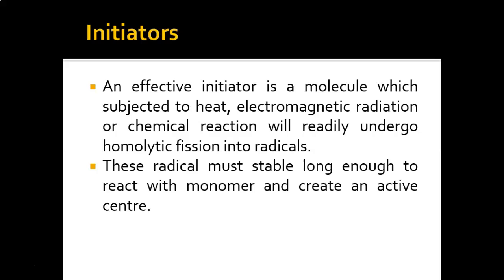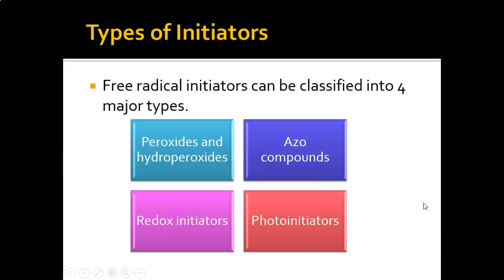So this radical must be stable long enough to react with monomer and create an active center. Free radical initiators can be classified into four major types. We have peroxide, hydroperoxide compounds, redox initiators, and photoinitiators.